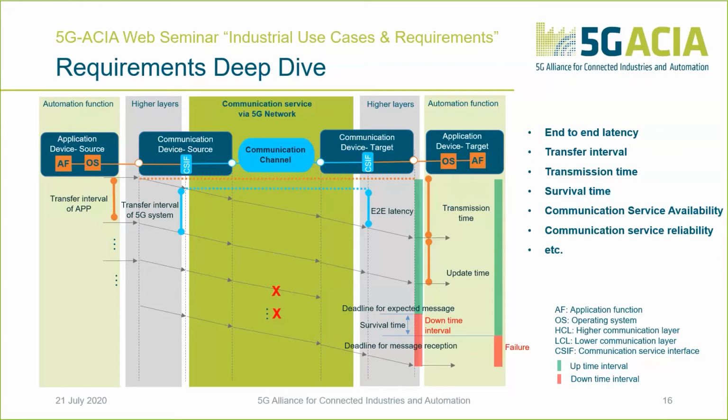Therefore, for use cases, we try to use performance attributes to describe the demands from the use cases themselves. Some typical attributes are shown in the slides, like end-to-end latency, transfer interval, survival time, communication service availability, and reliability. All these parameters together formulate the industrial expectations for the 5G system. However, this is not simply putting a number after an attribute to say, for this use case, I need a 6.9 or 7.9 or 8.9.